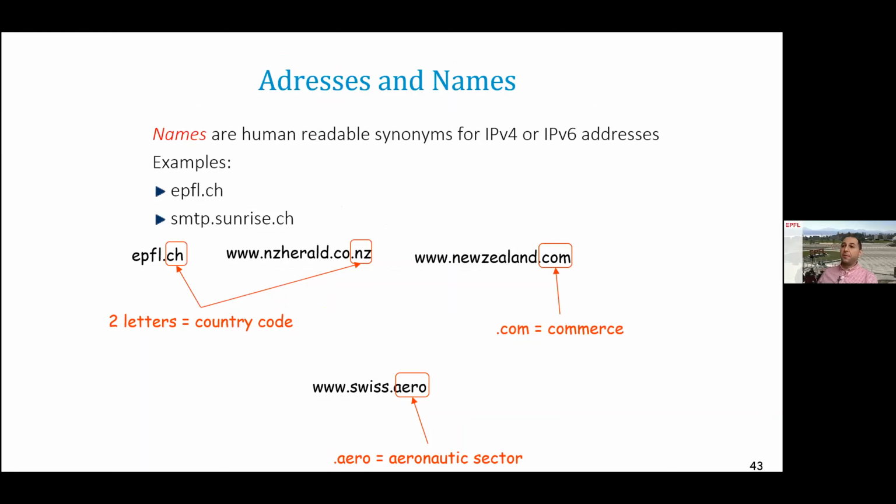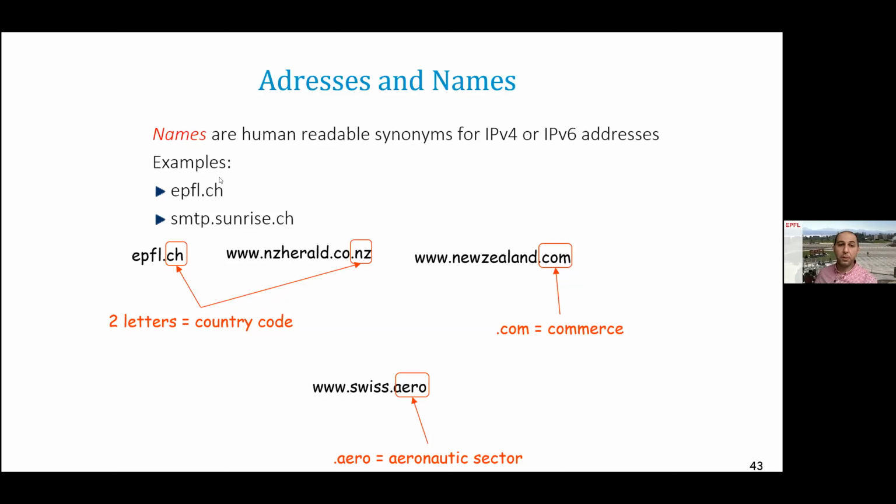Now, names. So far, we played a lot with numbers, but numbers are very hard to remember. With IPv4, we can manage to remember a few numbers, but forget it with IPv6. It's very hard to know the numbers. Assume that you want to talk to epfl.ch, you need to know by heart the IPv6 address of EPFL or of Google or whatever server you need. To solve this problem, to make addresses human readable, we use names. We gave names that are synonyms for IPv4 or IPv6 addresses.